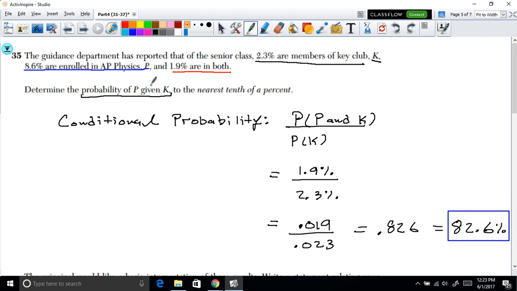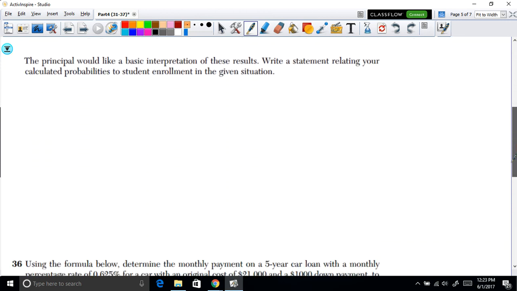So given K is what happens first. We first are being given K, which means we're first looking at the Key Club members. And if we group them all, we also want to see which of those Key Club members are also enrolled in AP Physics. And we found that out to be 82.6%. So that's pretty much the interpretation that we can write out here.